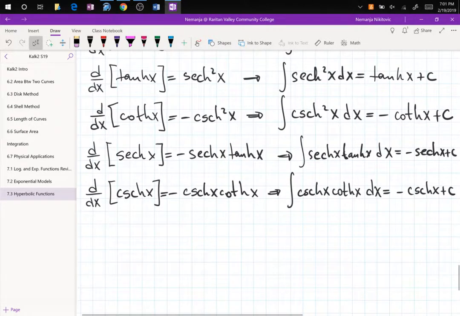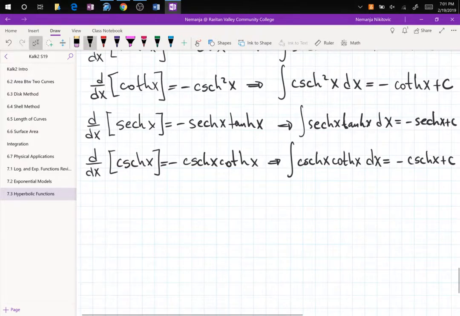So, problems? Of course, right? What is the derivative of secant hyperbolic square root of x?